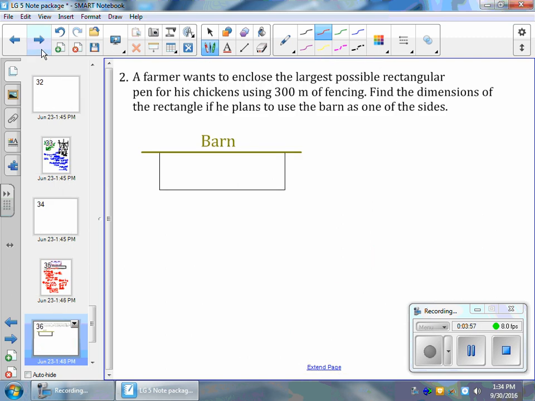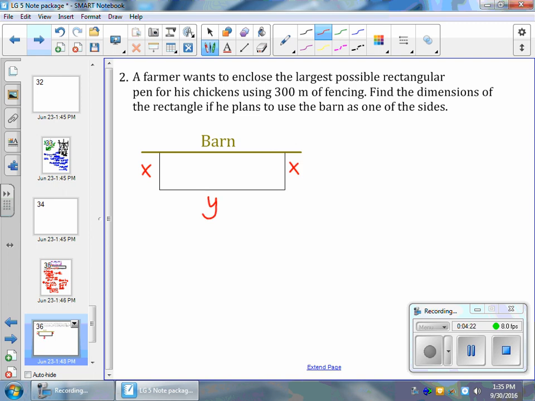Let's look at another one. A farmer wants to enclose the largest possible rectangular pen for his chickens, so think maximum, right? Using 300 meters of fencing, find the dimensions of the rectangle if he plans to use the barn as one of the sides. Again, right out of Math 20. So let's call these x's and these y's. Remember, the barn doesn't matter.